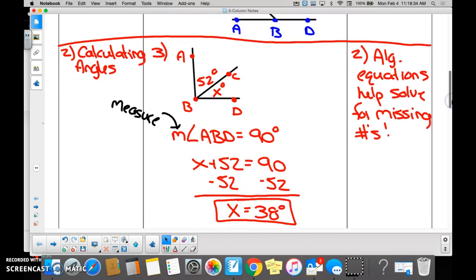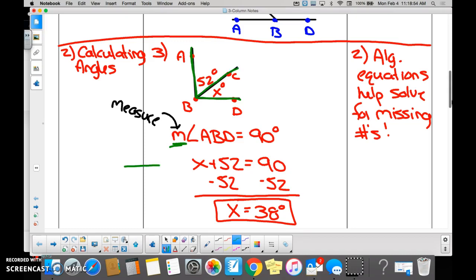What does this little fella here mean? Measure. So if it's before an angle sign, it means measure of that angle. Therefore, the measure of that angle ABD is 90 degrees. If you know that this angle is 90 degrees, and you now know that ABC is 52, can you solve for x?